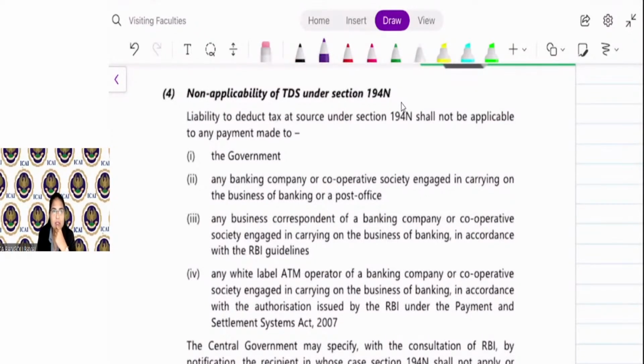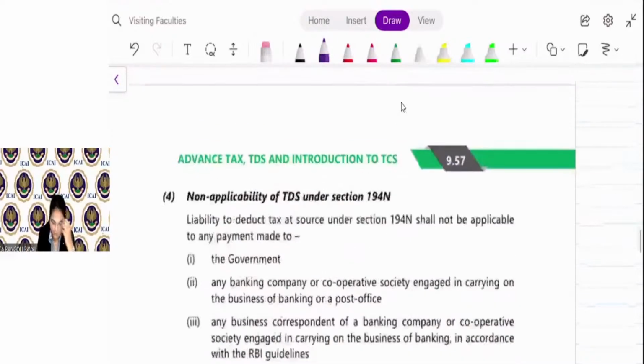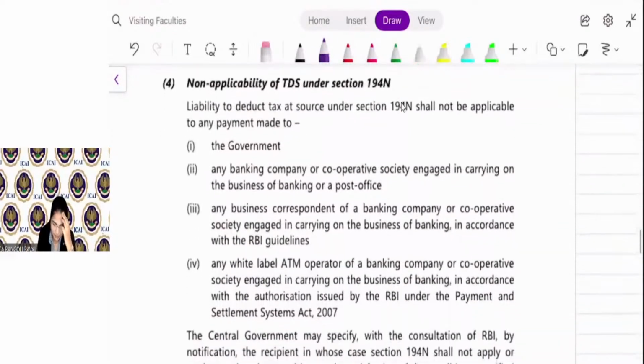So liability to deduct tax at source under section 194N shall not be applicable to any payment made to government. So if government is withdrawing any amount, then the TDS is not required to be deducted.